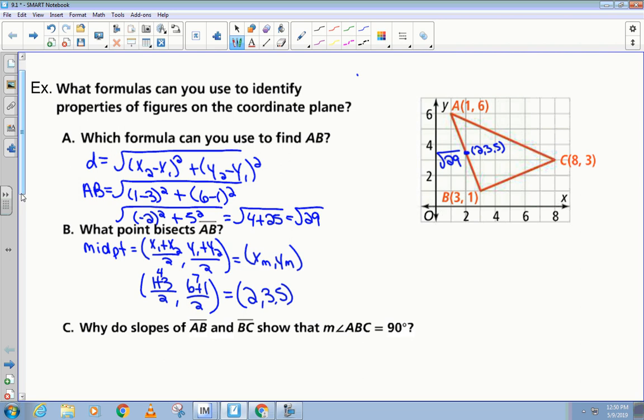If they were the same, they would be parallel, right? Because they'd have the same steepness, right? But what's going to make them be perpendicular? Well, let's look at it. Opposite something. Opposite reciprocals. Yes, opposite reciprocals.